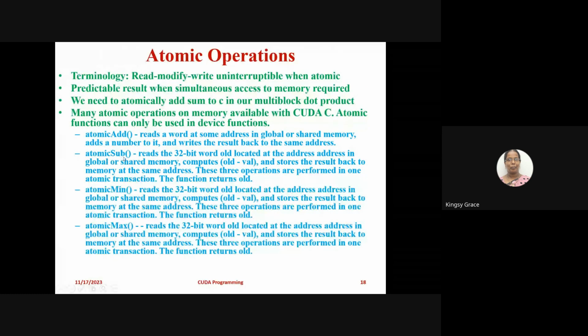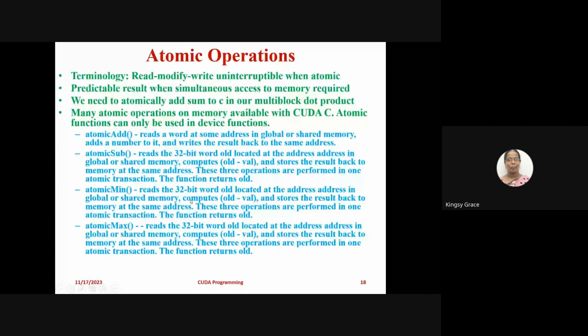Atomic sub, instead of adding, subtracts: old value minus your new value, and then it is stored in the same location. So reading, adding or subtracting, and storing, all three operations can be done with the help of the same function. Atomic add reads, adds and stores. Atomic sub reads, subtracts and stores. For atomic min, the old value and the new value are compared and the minimum value is stored, and atomic max is for finding the maximum.